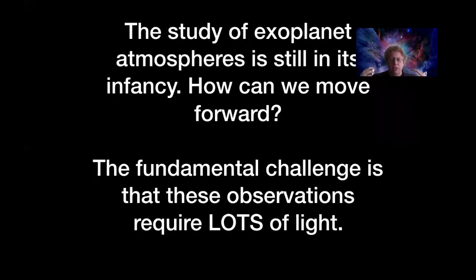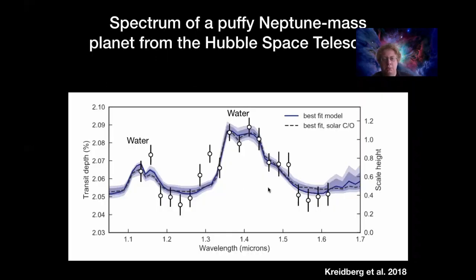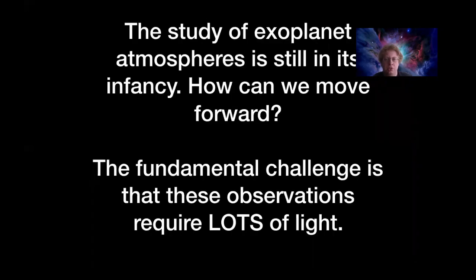You can probably tell, based on how noisy these spectra look compared to the beautiful spectra that I've showed you of stars like the sun, that this field is still very much in its infancy. We're just now starting to learn how we can study exoplanet atmospheres. How can we move forward? How can we get beautiful spectra of exoplanets so that we can learn as much about them as we can learn about stars and galaxies and other objects in the sky?